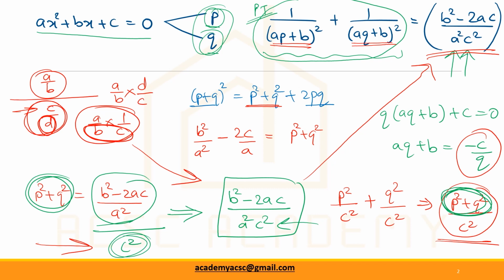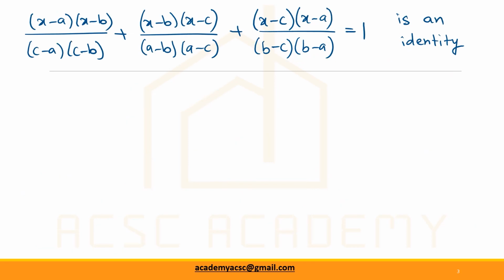So now let us have a look at the next problem. This was also a homework question which was given in the previous video. Many of you might have been able to do it successfully. Let us see how it could be approached. This particular equation was given and we needed to prove that it is actually an identity.